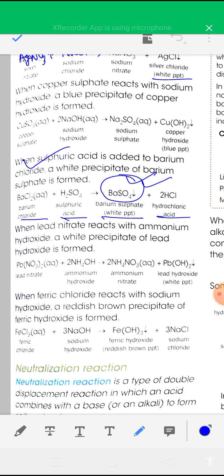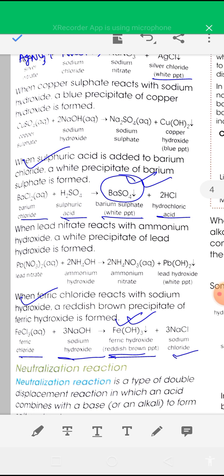Similarly, when sodium hydroxide solution is added to aqueous solution of ferric chloride, FeCl3, you will get a reddish brown precipitate due to formation of ferric hydroxide, Fe(OH)3, and sodium chloride. So all these reactions are double displacement reactions and precipitation reactions, because one product is an insoluble solid product.